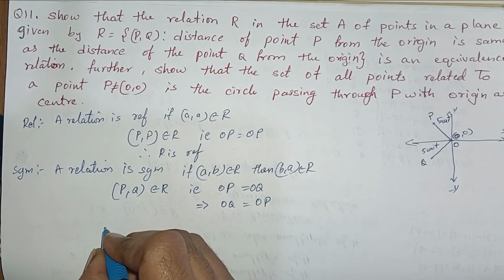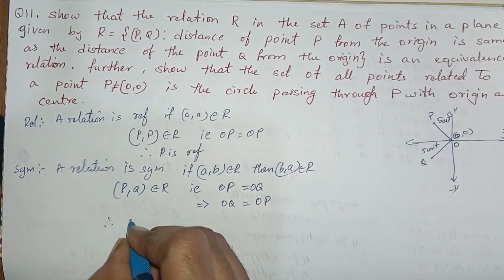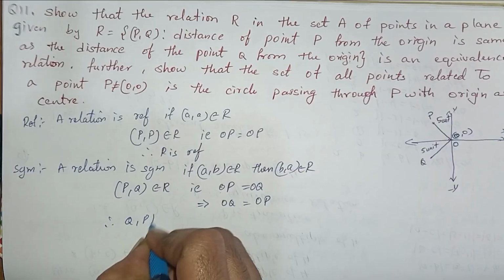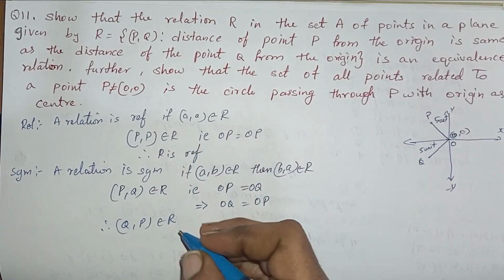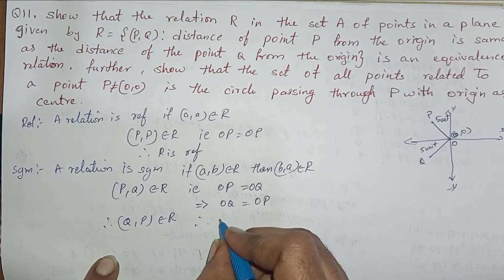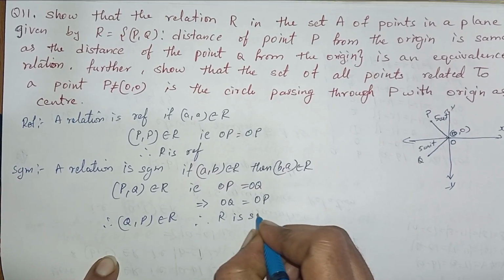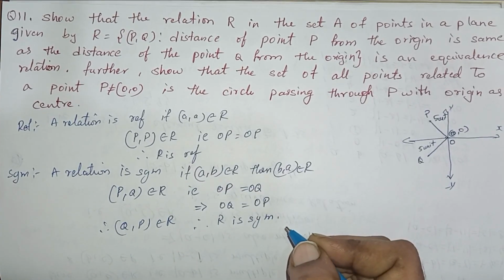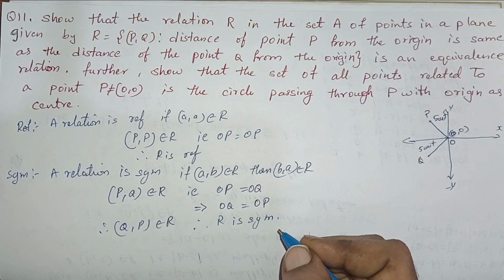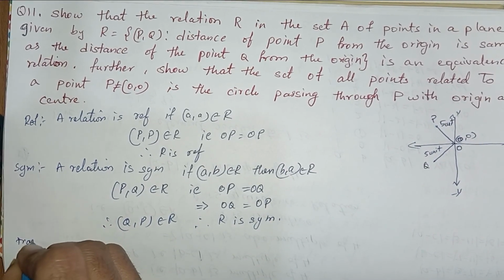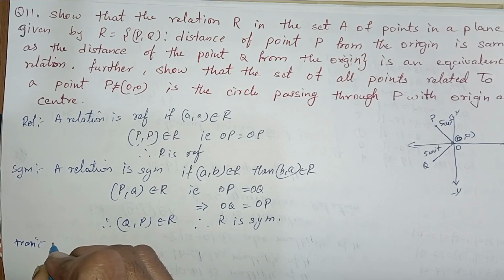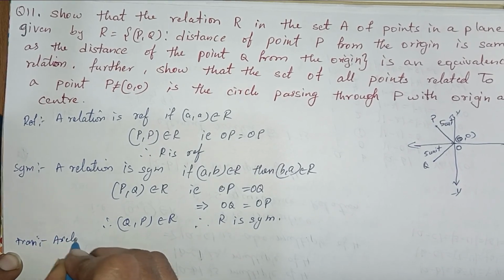Therefore Q comma P also belongs to R. So therefore R is symmetric. Next we have to do transitive.